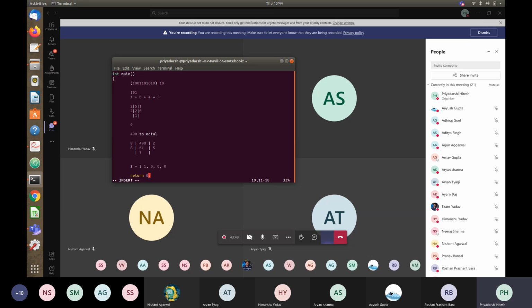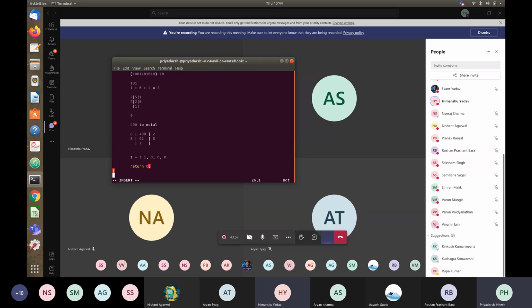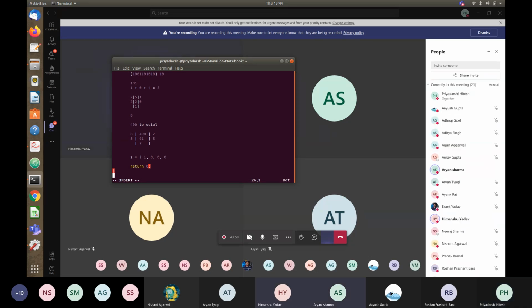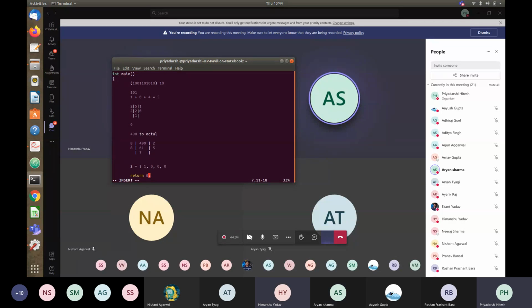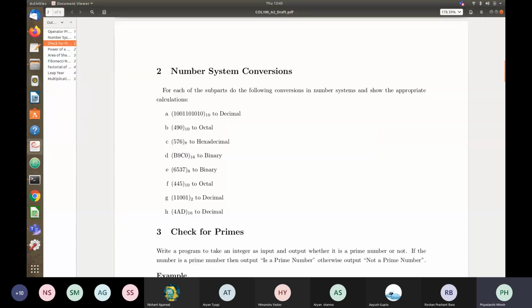So you can see what would be its octal number. The octal for 490 is 752. So I think it's clear how you are going to do number conversion, right? So don't just program it. You can see it in some textbook also. This conversion is for octal, and for hexadecimal it is simply 16.